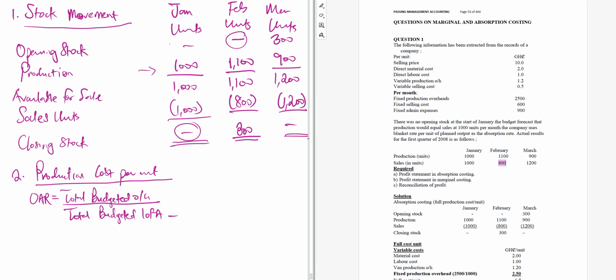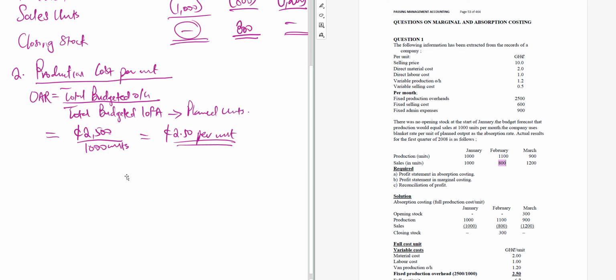In this question, they are telling us that our level of activity is planned output, planned units produced. So our total budgeted fixed overhead, which they've given us, production overhead, was 2,500. But then the planned output was 1,000 units per month. So that means we end up getting 2 cedis 50 pesos per unit as our OAR. Now it was units, not hours, as we have been seeing from previous questions.